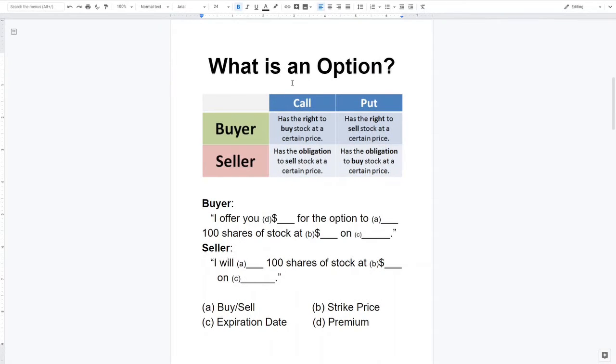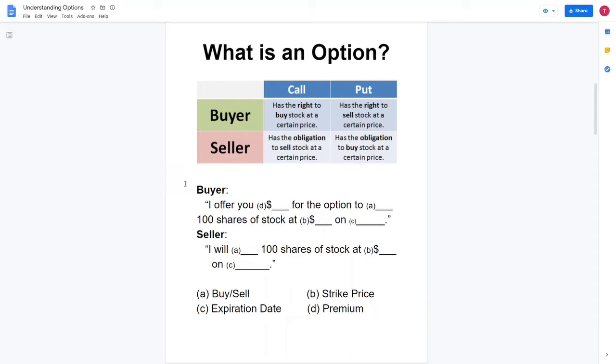There are two main types of options: a call and a put. A call option is purchased when the buyer believes the price of the underlying asset will increase, and the put is the exact opposite. So here we have some blank statements that summarize the agreement from the buyer's perspective and the seller's perspective. The blank labeled A is the action. The buyer will either, depending on whether it's a call or a put, buy or sell the stock, and the seller will always do the opposite.